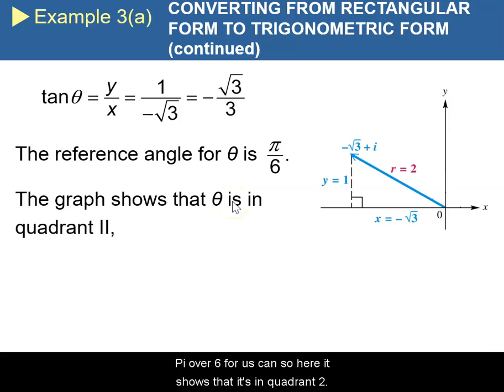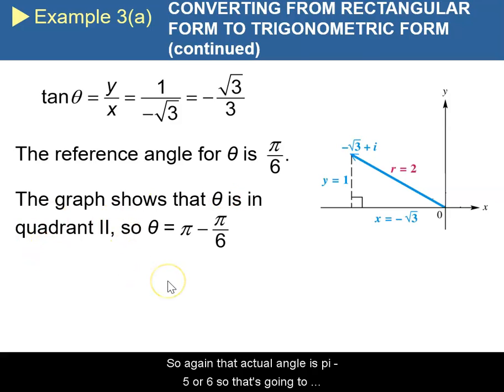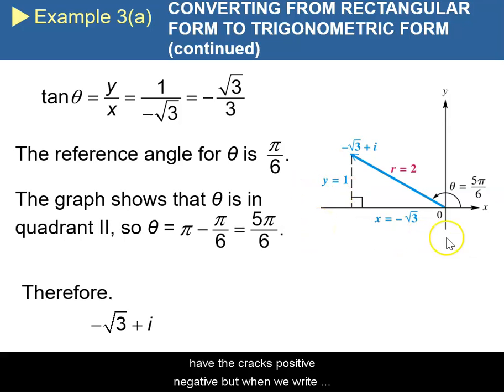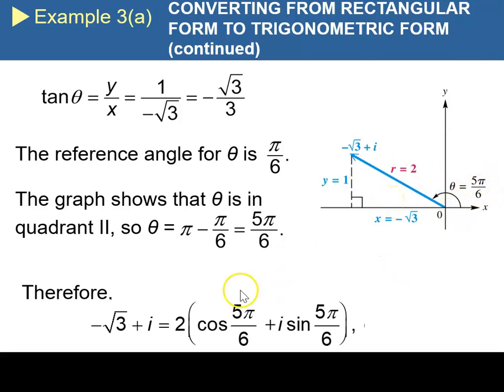Okay. So here it shows that it's in quadrant 2. So again, that actual angle is pi minus pi over 6. So that's going to be 5 pi over 6, which is, again, 150 degrees, right? So that's the actual angle. The reference angle we'll be using is the pi over 6, just making sure we have the correct positives and negatives. But when we write this in cosine and sine, we use 5 pi over 6 because that's the actual angle, right? So here, you don't have to write it with the r factored out.